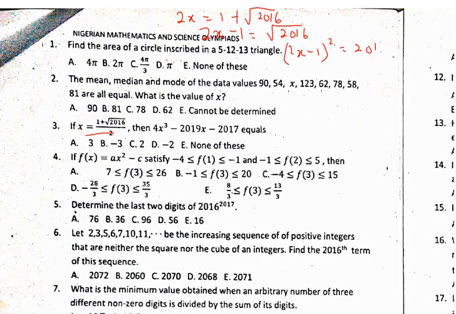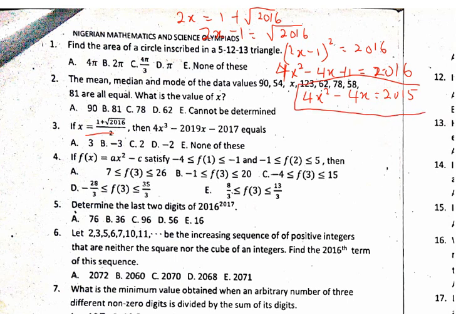We can just expand that. If you expand that, we have 4x squared minus 4x plus 1 equals 2016. So minus 1 can go there, and we see that 4x squared minus 4x equals 2015. I think let's just leave that now. So it means we can simplify the value that has been given as x to be this.